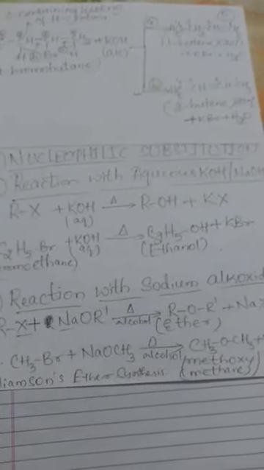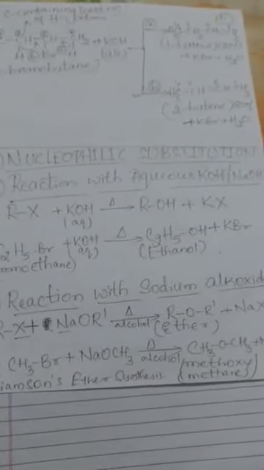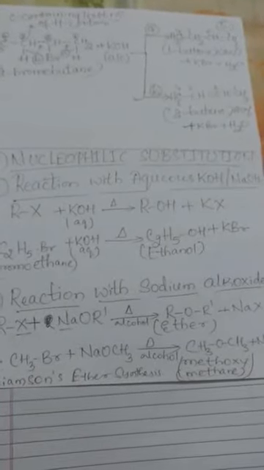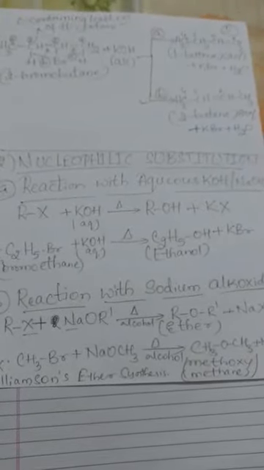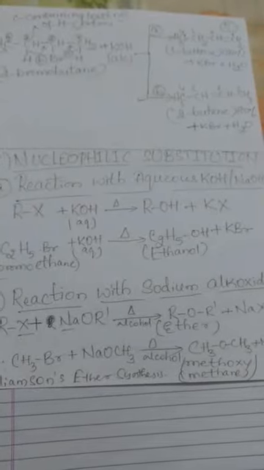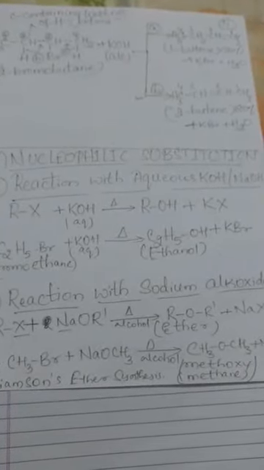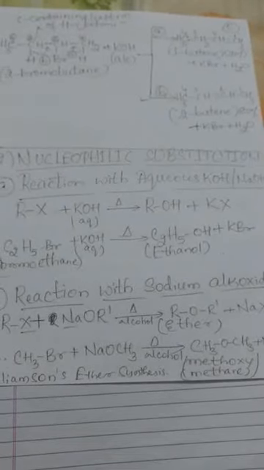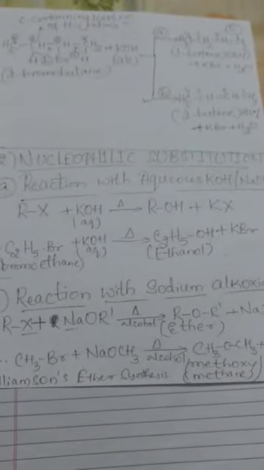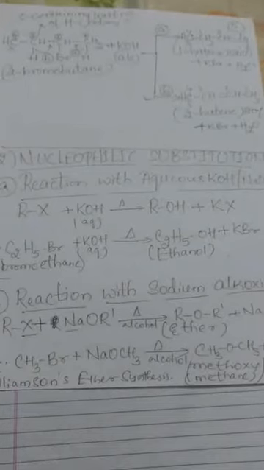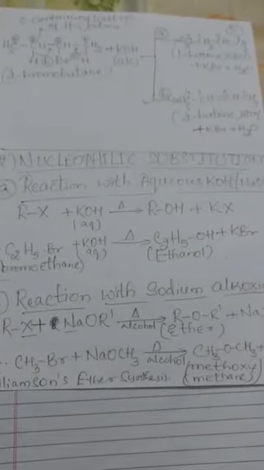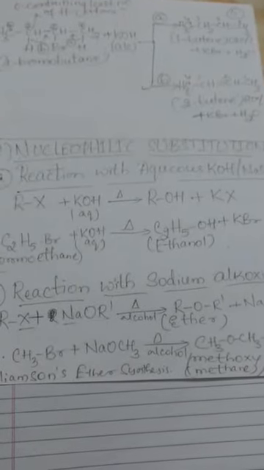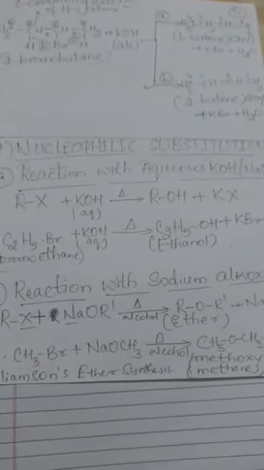The first one is reaction with aqueous potassium hydroxide, or even sodium hydroxide can be used. Let us look at the reaction. Alkyl halides react with aqueous potassium hydroxide solution on heating to give corresponding alcohols. ROH is the general formula of an alcohol. If you look at the elimination reaction, the reagent used there was alcoholic potassium hydroxide. So you can compare here.